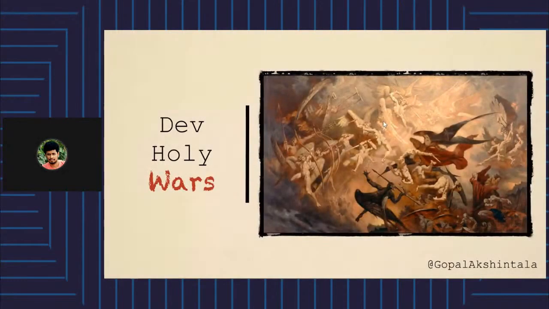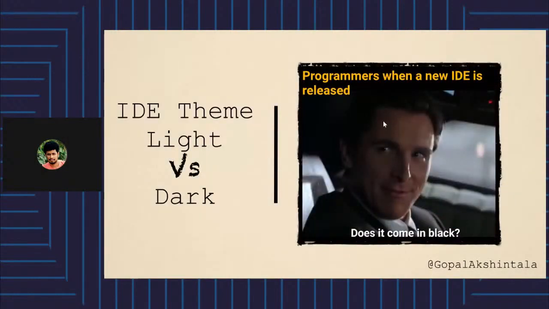But before that, let's start with something very serious, like all those serious dev holy wars that keep happening in our day-to-day teams and day-to-day life. The first one on my list is the ideal light versus dark theme. This might sound silly, but this is a really big war. People just keep looking at each other. At least people hate people who use light themes. They see them as kind of old and other things.